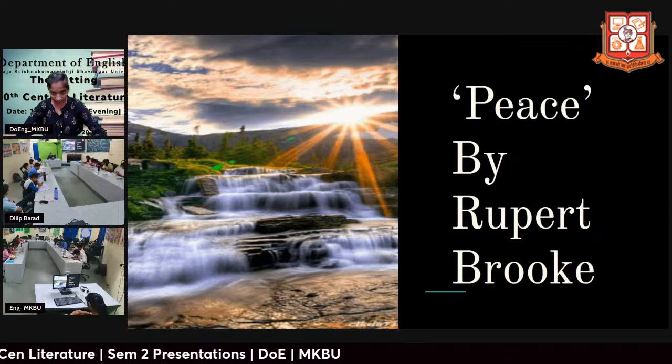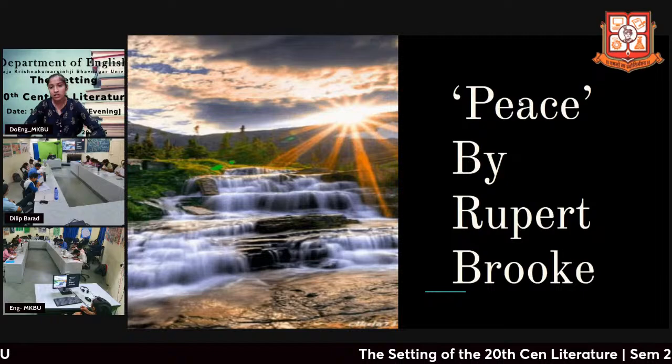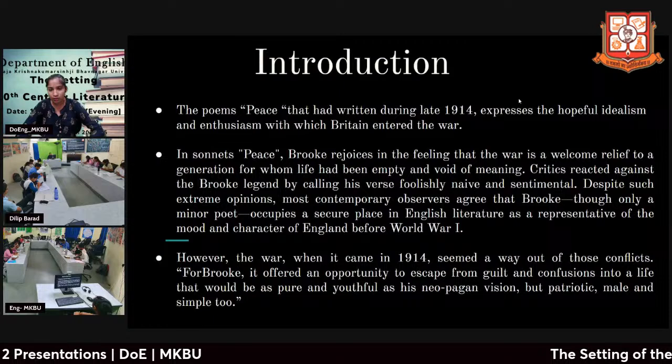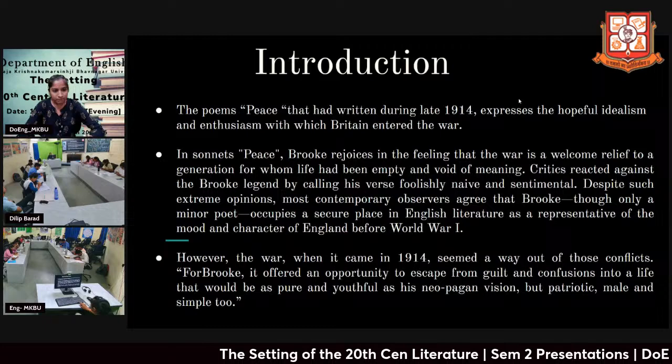Here is a piece by Rupert Brooke. This is war poetry, and this is how we consider it war poetry. The introduction of the poem: it was written in late 1914, during World War One.